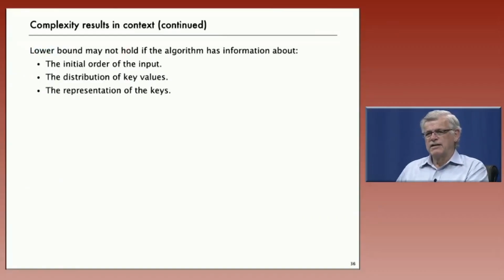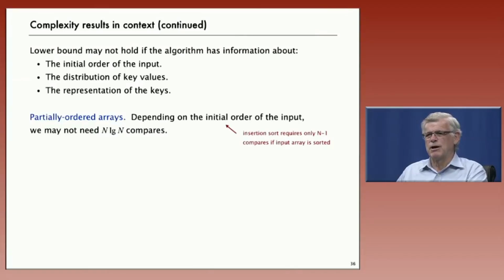The other thing is that the lower bound is for the particular model of computation being studied, in this case compares. It might not hold if the algorithm has more information about the keys. For example, if it's known that the input is almost ordered. We saw that insertion sort can be linear time for files that are almost ordered. Or if something is known about the distribution of key values. If there are a lot of equal keys, we can get it sorted faster than n log n. And maybe the way the keys are represented, we'll look at different methods that take advantage of such properties.